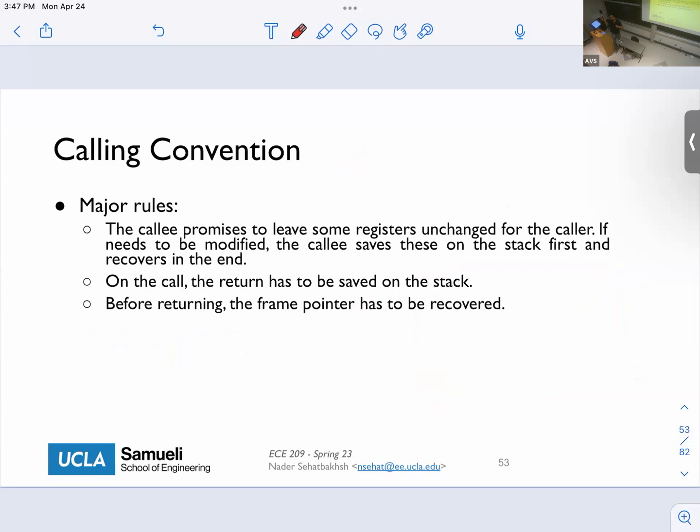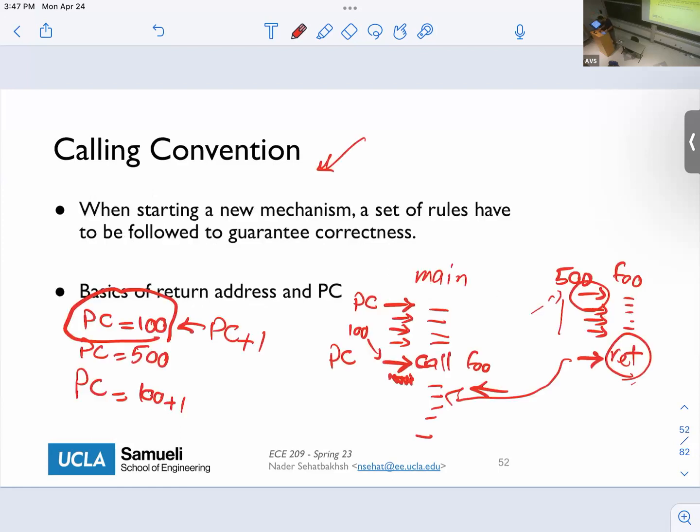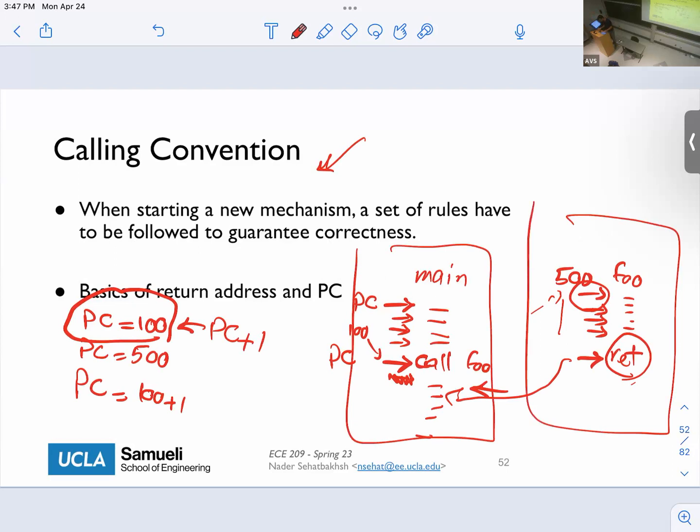Whenever I'm doing the call, not only do I change the PC, but I also follow some other rules. For example, the callee is going to promise that they're going to leave some registers unchanged for the caller. If things need to be modified for those registers, they have to save them and retrieve them later on. Because remember, when I'm in this main function versus when I'm here, there are some registers that I'm going to use here, right?